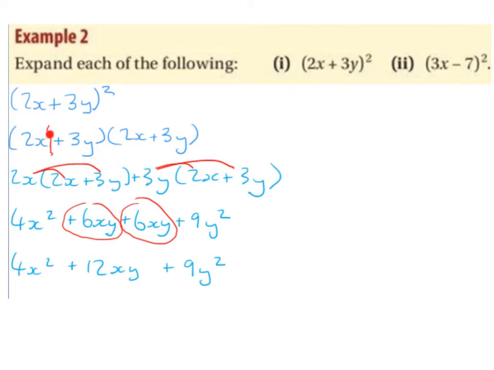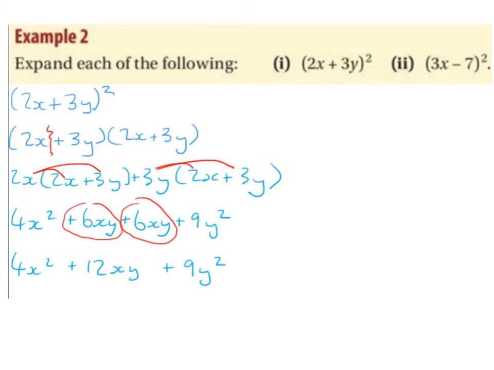I'm going to crack open the first egg, bring the 2x down here and stick on the second egg, which is 2x plus 3y. And then bring down the plus 3y down here and again stick on the second egg. So I crack open the first egg, I bring down the 2x, stick on the second egg, bring down the plus 3y, stick on the second egg. So 2x by 2x gives me 4x squared, 2x by 3y gives me plus 6xy, 3y by 2x gives me plus 6xy, and 3y by 3y gives me 9y squared.